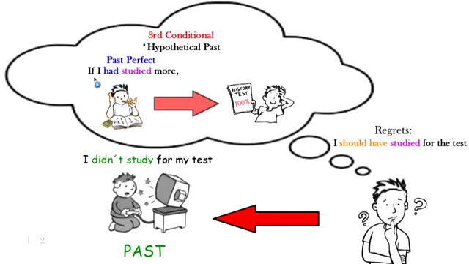If I had studied more, what's the result? I would have passed the test. And for our result, we use the past modal, right? My past modal and the past participle. So remember, past modals we can use for regrets, like this. I should have studied for the test. But we can also use them in a past hypothetical. And our past hypothetical starts with the past perfect. If I had studied more, I would have passed the test.